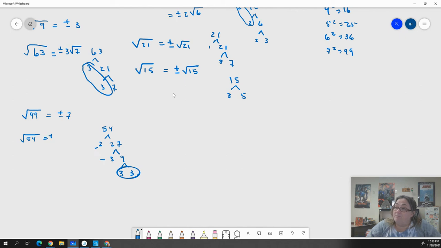So I could rewrite this as plus or minus. For the pair of 3s, I can pull out a 3. And then I have to multiply these 2 back together and put it underneath. So it's just breaking down square roots. It's just remembering how to break down square roots.